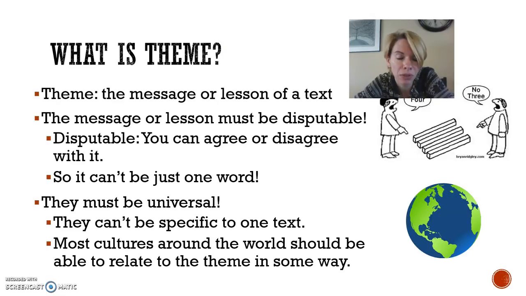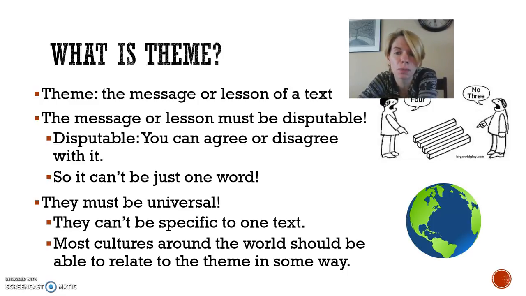By the way, I'm hoping that if you're watching this, you already learned about character, plot, setting, and point of view. So this theme is definitely going to be the hardest of those. So make sure that you have kind of a basic understanding of what those things are before diving into theme, okay? So theme is the message or lesson of a text.